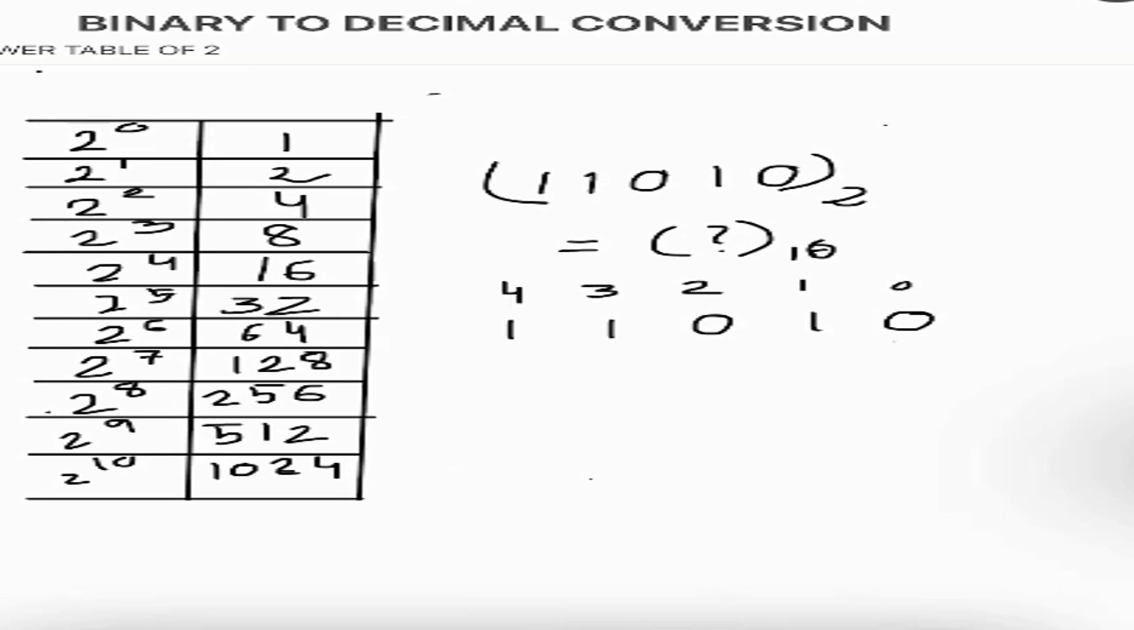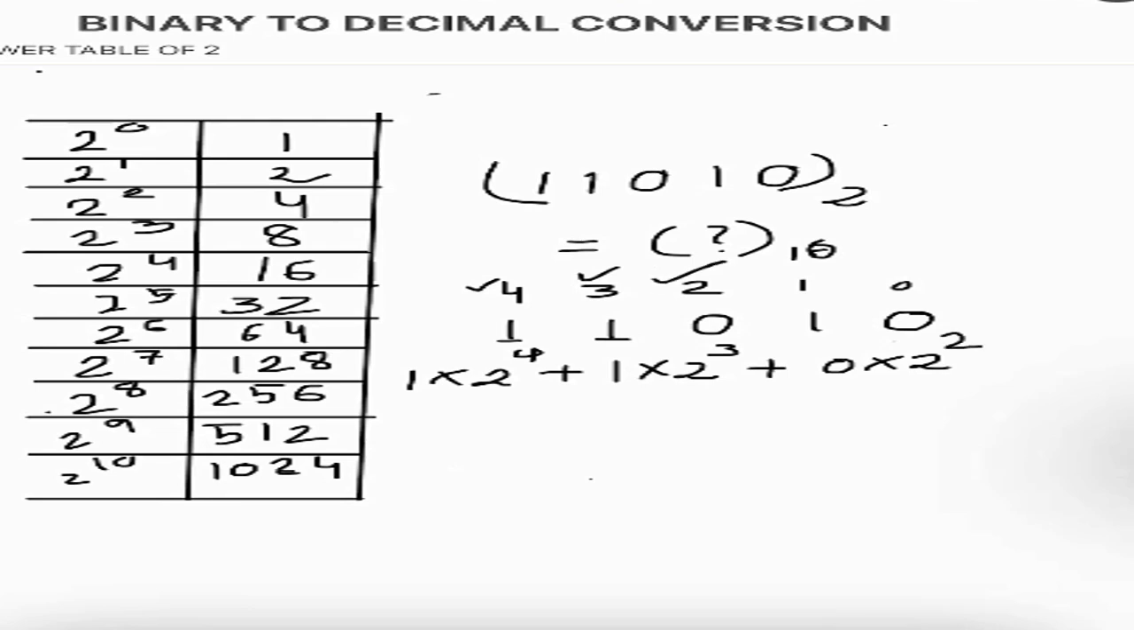Then what we will do? We will do this mathematical operation: this digit into 2 to the power this power, plus then again this digit 1 into 2 to the power this power, plus 0 into 2 to the power this power, plus 1 into 2 to the power 1, plus 0 into 2 to the power 0.